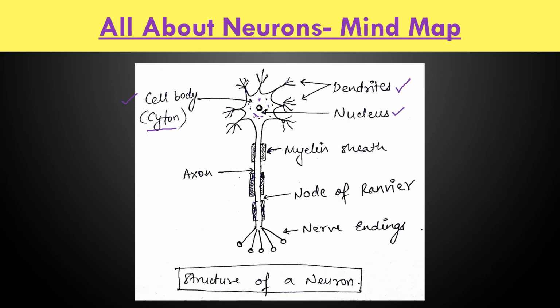Then this long part is the axon. Some neurons have myelin sheath present on their axon. Such neurons are called as myelinated neurons. This myelin sheath is not continuous. As you can see, there are these gaps in between, and these gaps are called as the node of Ranvier. At the end of the axon, there are these nerve endings or axon terminals which have these knob-like structures which are called as the synaptic knobs. So this was a detailed structure of the neuron.